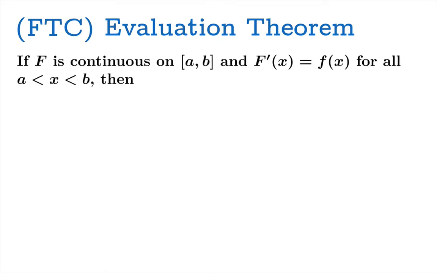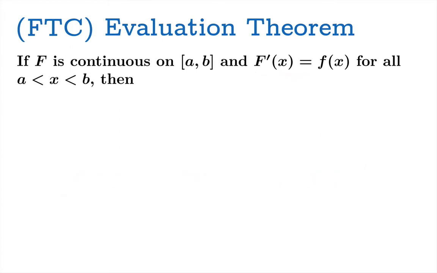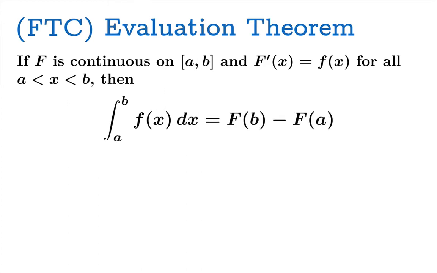So the idea here is, if you have a continuous function on a closed interval, and then you have another function whose derivative is equal to that function for all x in the interior of the interval, in that case, what we would say, by the way, is that capital F is some antiderivative of little f. It's a function whose derivative is little f. So in that context, we know that the definite integral of little f from a to b is actually equal to the value of the antiderivative F evaluated at b minus the antiderivative F evaluated at a.